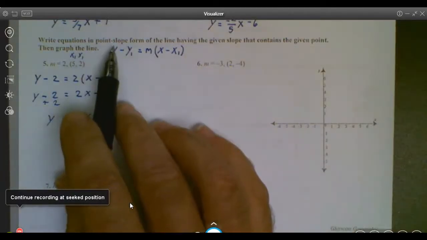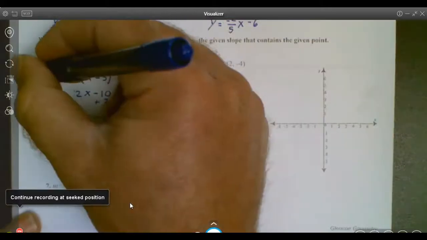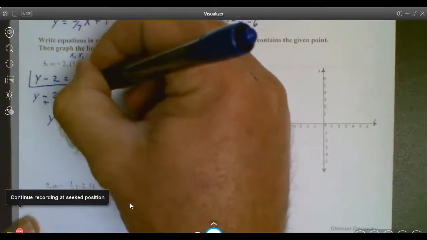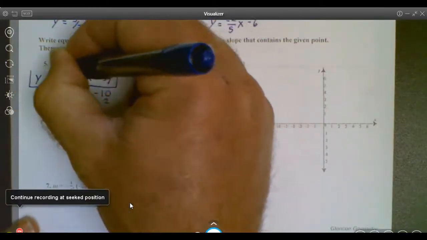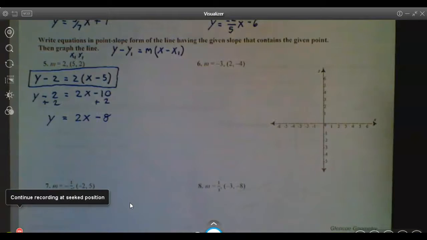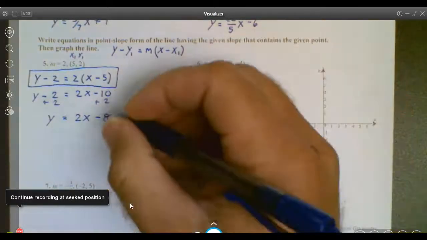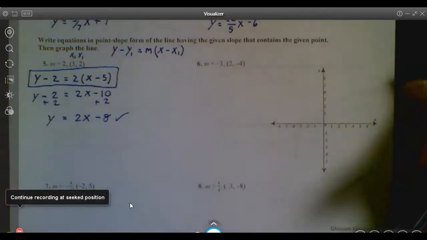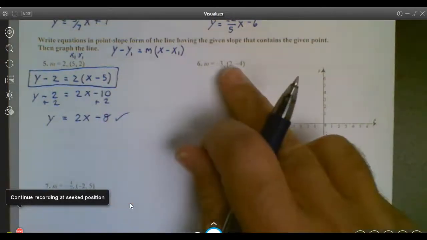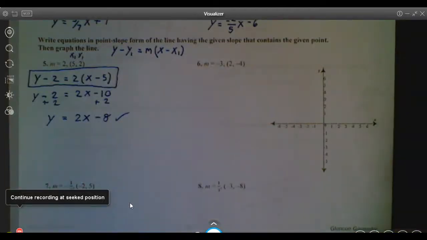If they say write the equation in point-slope form, then you want to leave your answer like this. Had the directions said write the equation in slope-intercept form, then you would take these next couple steps and write your equation like this. Right? So just read the directions carefully for what they're asking you for. All right, let's take a look at this guy. Getting some extra practice here.